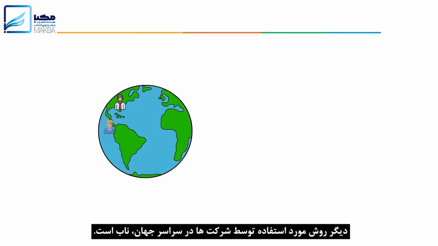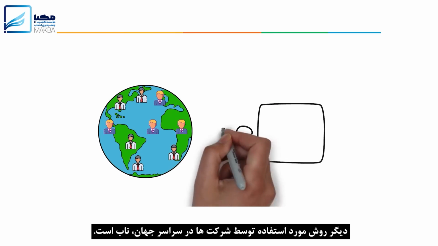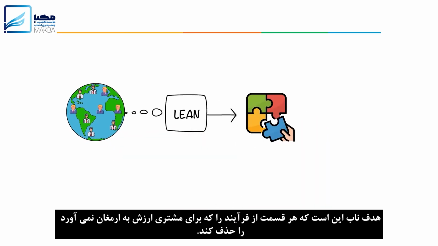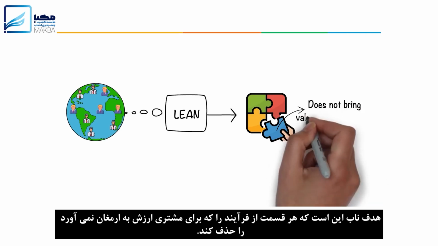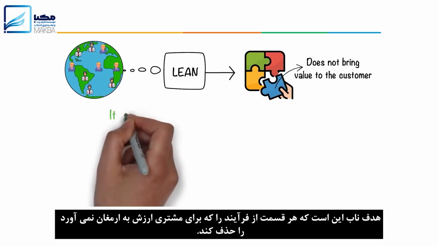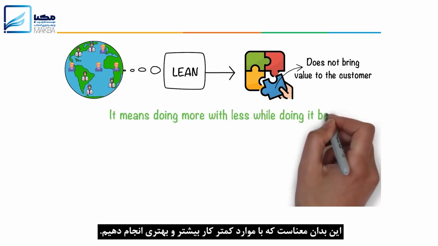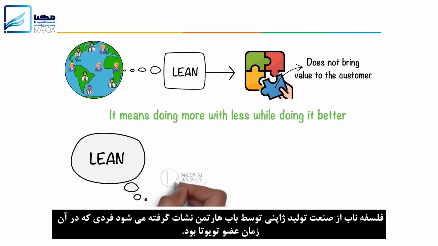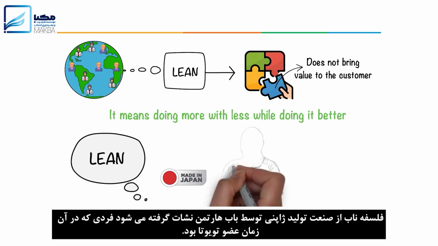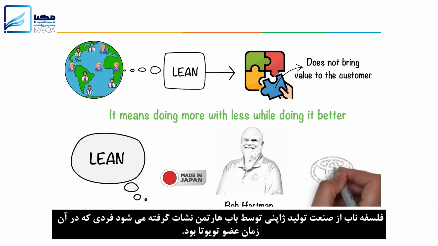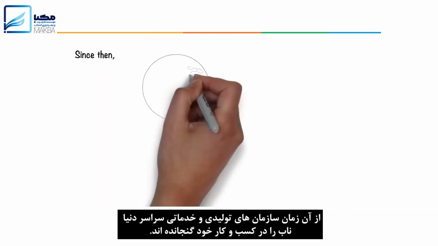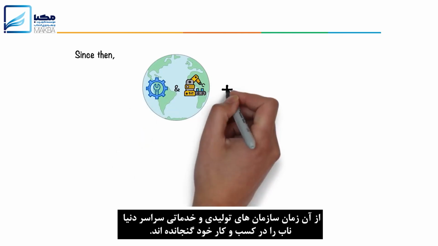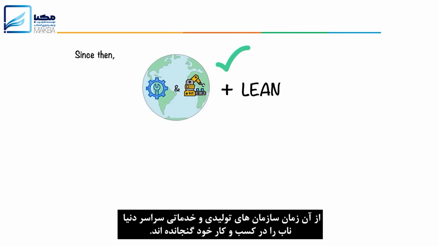Another commonly used methodology adopted by companies around the world is Lean. Lean is a methodology that aims to remove any part of the process that does not bring value to the customer. It means doing more with less while doing it better. The philosophy behind Lean comes from the Japanese manufacturing industry by Bob Hartman, who at the time was part of Toyota. Since then, across the world, services and manufacturing organizations have incorporated Lean within their businesses.